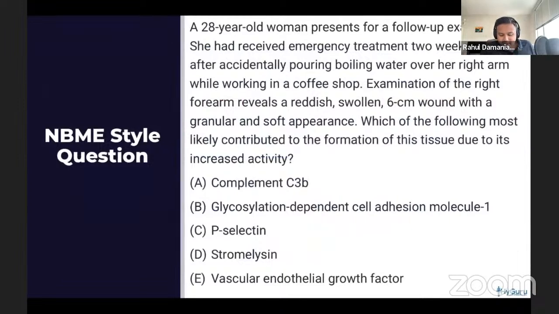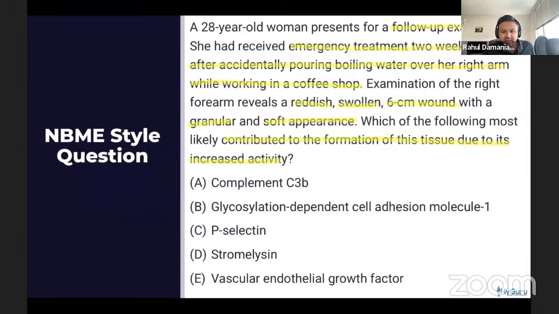All right. Which of the following most likely contributed to the formation of this tissue due to its increased activity? A 28-year-old woman presents for a follow-up examination. She has received emergency treatment 2 weeks prior after accidentally pouring boiling water over her right arm while working in a coffee shop. Examination of the right forearm reveals a reddish, swollen 6-centimeter wound with a granular and soft appearance. Which of the following most likely contributed to the formation of this tissue due to its increased activity?